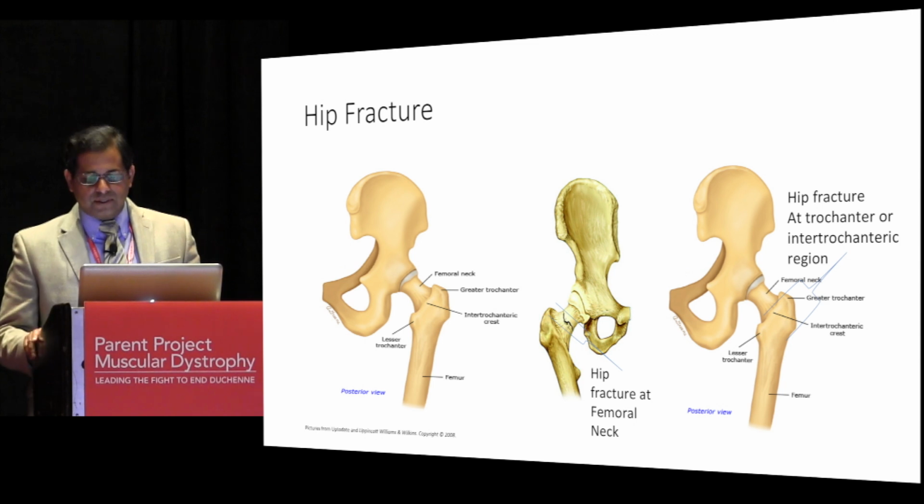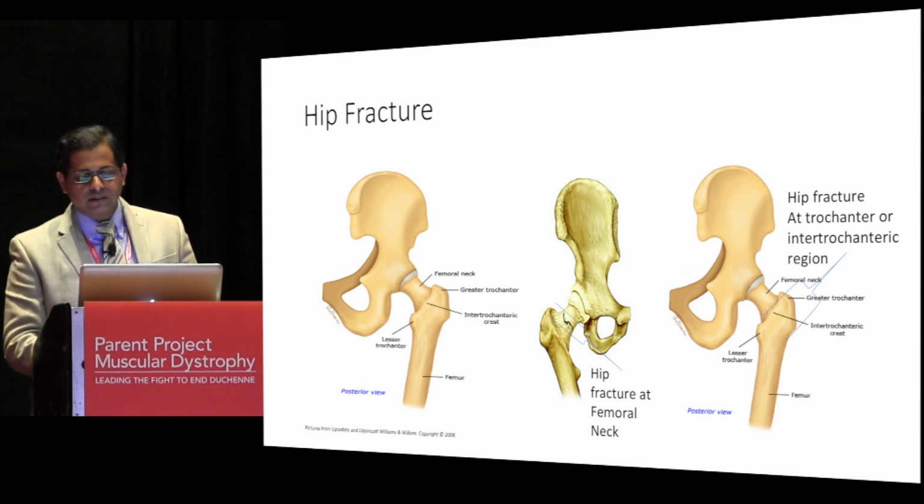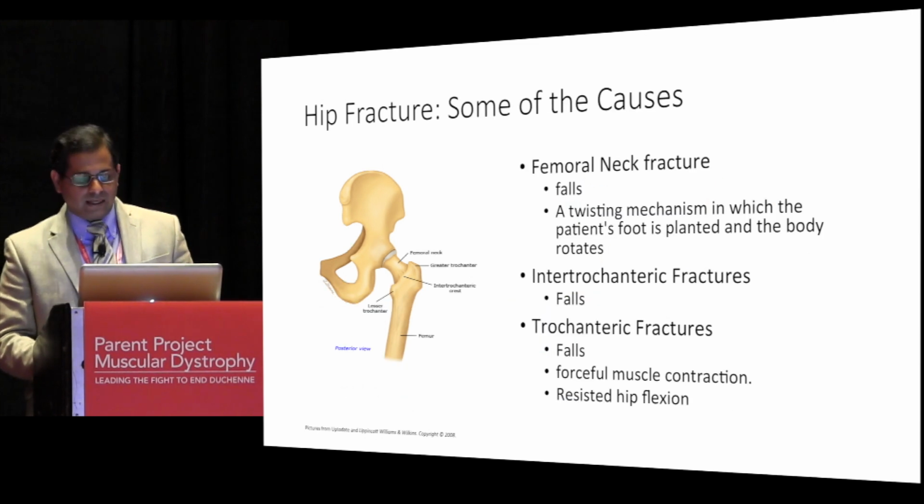Now let's talk about the hip fracture, right? When you talk about the hip fracture, you see this is the femoral neck, and then this is parts of the femur, the proximal femur. So you can have a fracture at the femoral neck. You can have fractures at this part of the femur also, called the greater trochanter or trochanteric crest, intertrochanteric crest, and those are the things that we're going to talk about.